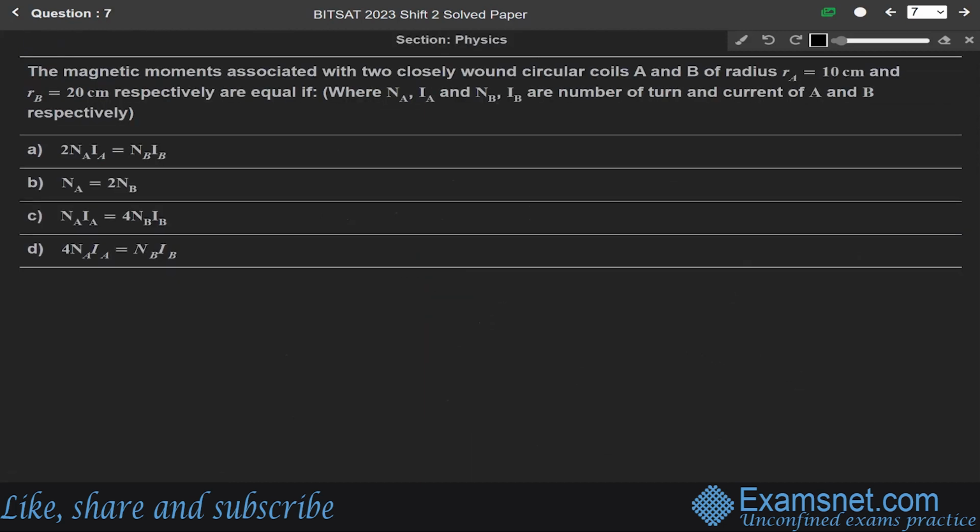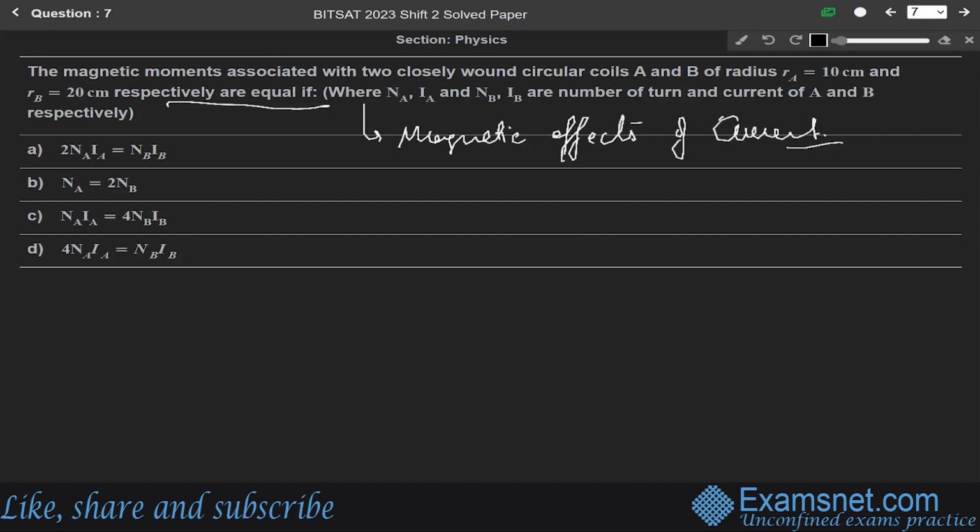The magnetic moments associated with two closely wound circular coils A and B of radius RA equals 10 centimeter and RB equals 20 centimeter respectively are equal if, we have to find the condition when these will be equal. Okay, so first of all, this question is from the chapter of magnetic effects of current.